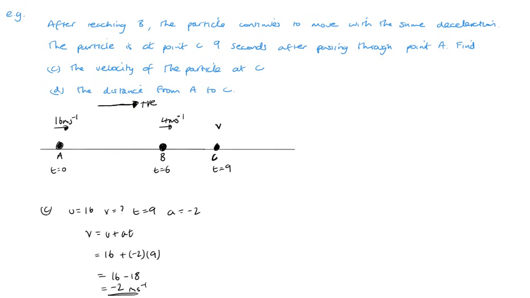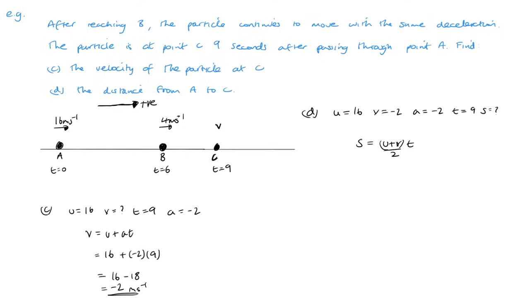Okay, now let's look at part D, the distance from A to C. So we can use U is 16. We know V is -2 at that point. We know A is also -2. We know T is 9, and S is what we want to find. Okay, so we're using the formula S equals U plus V over 2 times T.